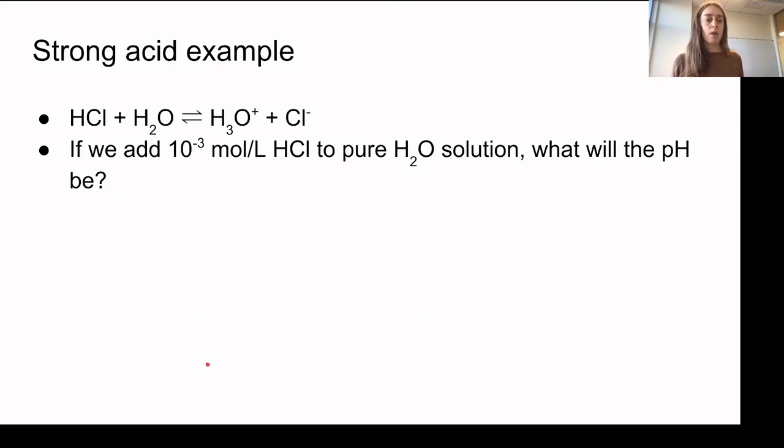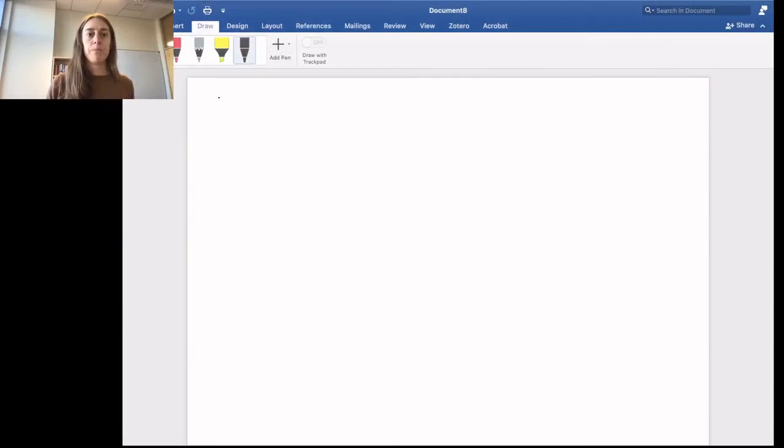We're going to start out with a simple example with a strong acid. Here we're just working with hydrochloric acid. If we put hydrochloric acid in some water, we're going to end up with some hydronium ions and some chloride ions. If we add, say, 10 to the minus 3 moles per liter of our hydrochloric acid to pure water, what is the pH going to be at equilibrium? We're going to switch over here and write out the problem.